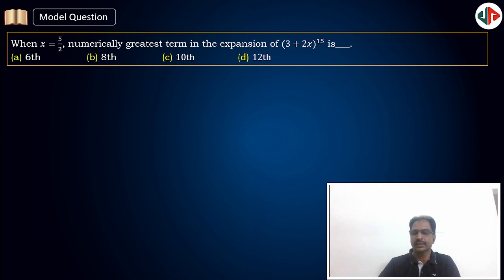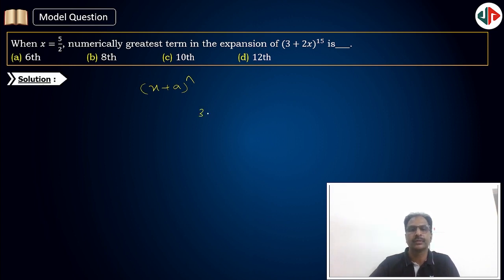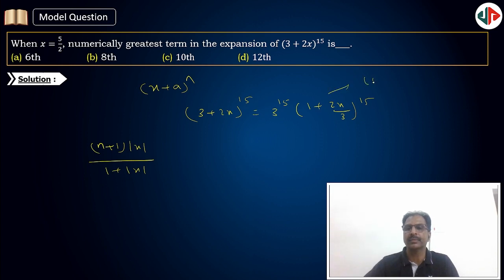The next question: when x is equal to 5 by 2, what is the numerically greatest term in the expansion of (3 plus 2x) whole power 15? To find the numerically greatest term, first you have to write the given expansion in the form of (1 plus x) whole power n. For that, you should take 3 common first. When you take 3 out, it becomes 3 power 15 into (1 plus 2x by 3) whole power 15. This is in the form of (1 plus x) whole power n now.